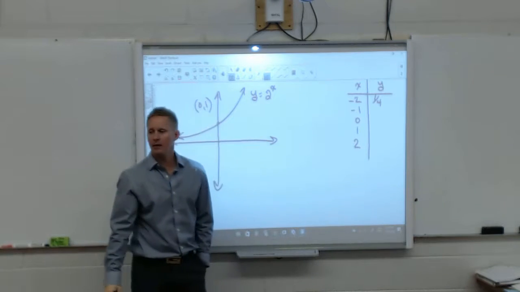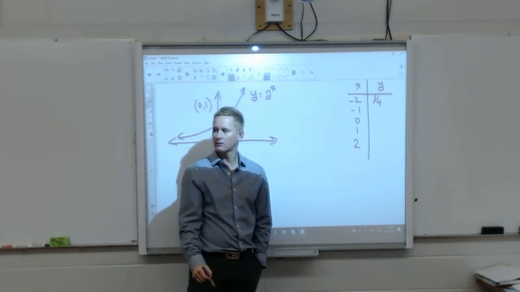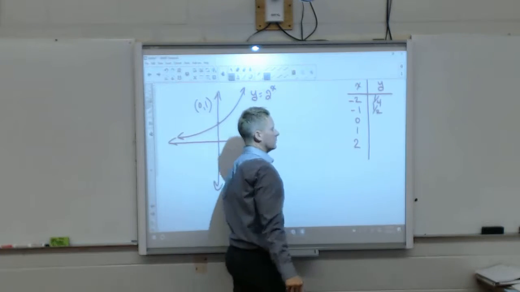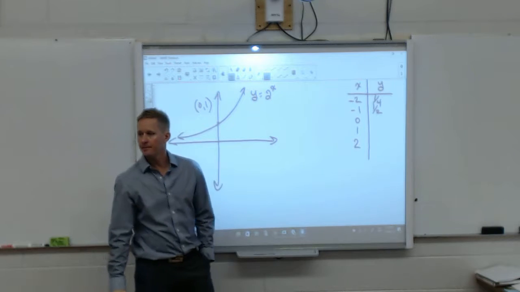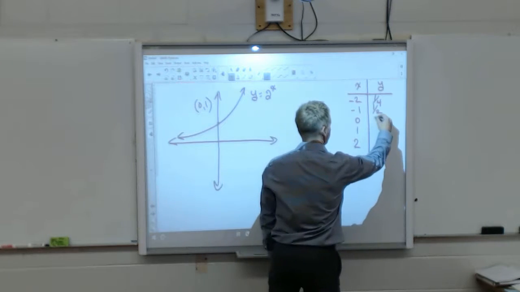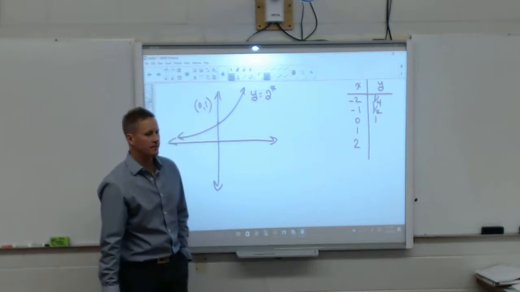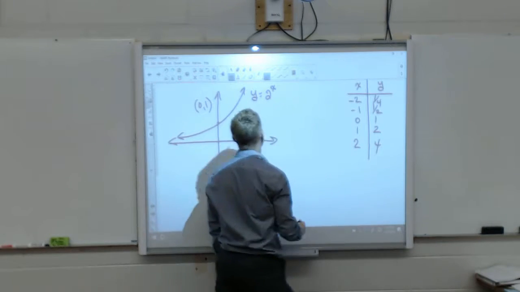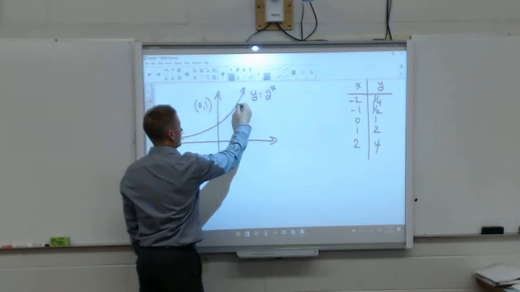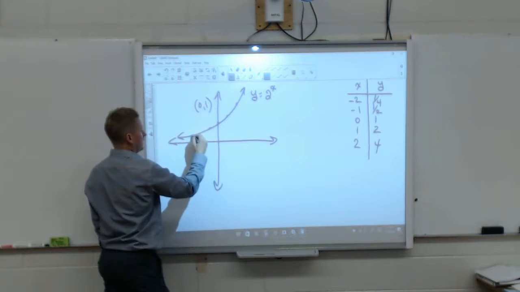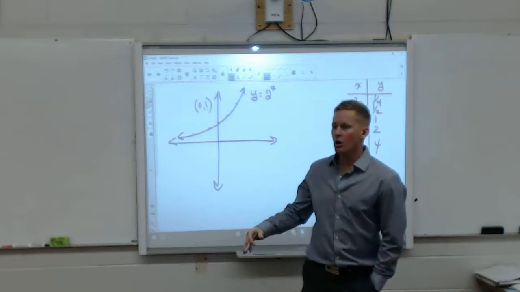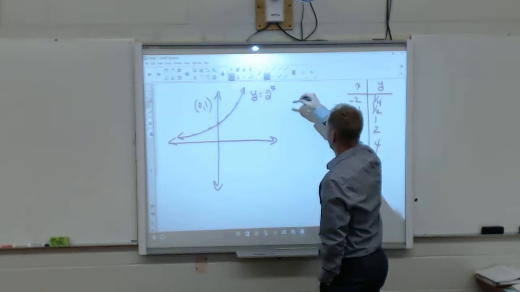What's 2 to the negative 1? Sorry, Kelsey. 1/2. 2 to the 0. 1. 2 to the 1? 2. And 2 to the 2 is 4. So I've just graphed that here, and here. Right? Okay, so now, the logarithmic graph is the inverse of it.